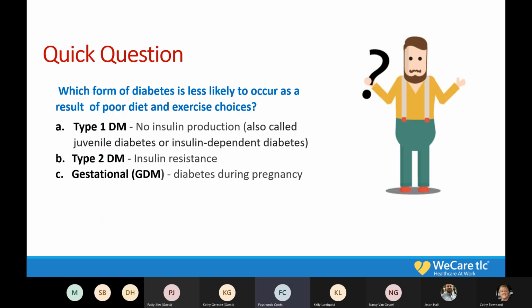All right, so here's a question. Which form of diabetes is less likely to occur as a result of poor diet and exercise choices? Is it A, type 1 diabetes, where there's no insulin production? Is it B, type 2, or C, gestational? If you think it's A, raise your hand.